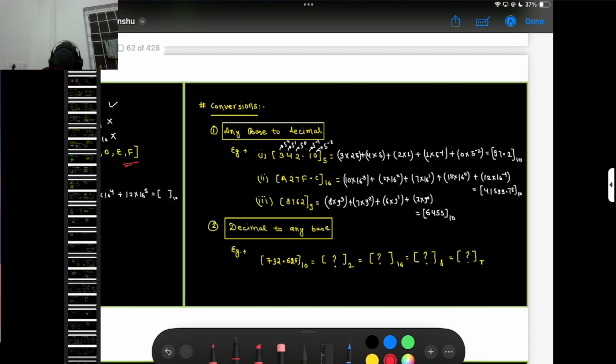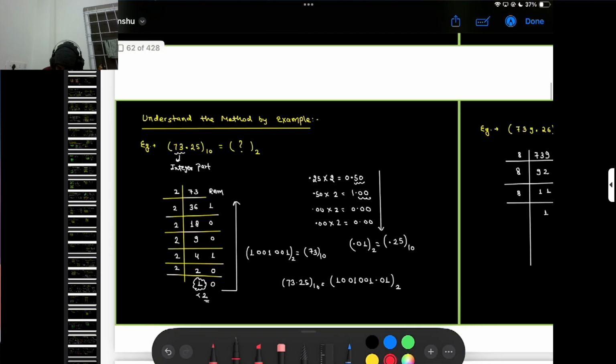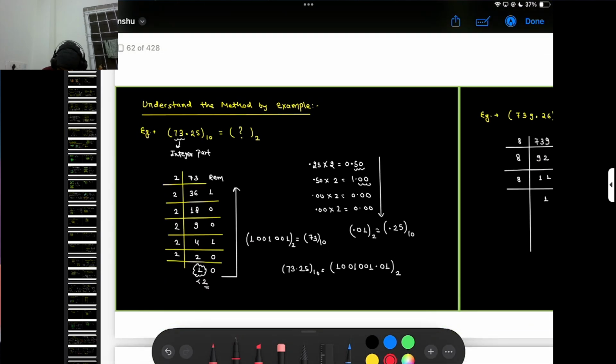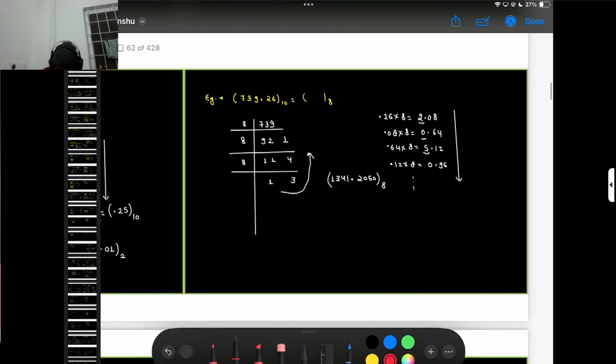Any base to decimal form like this, and decimal to any base. Understand the method by example. So integer part 73.25, 0.25 into 2, so 0.50, 0.50 into 2, that is 1.00, then 0.00, something like this.